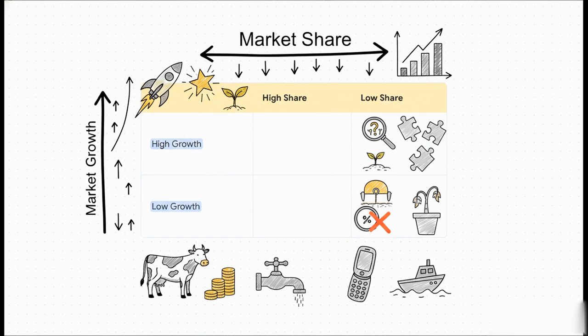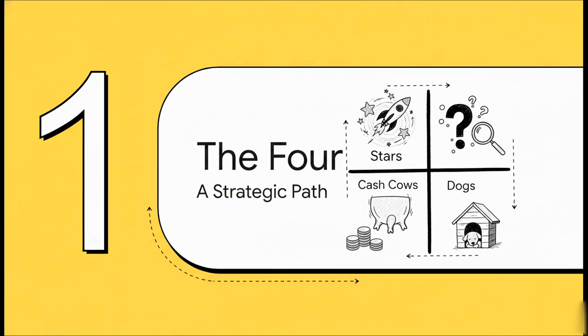The vertical line, the y-axis, represents market growth, going from low to high. And the horizontal line, the x-axis, shows market share, from high on the left to low on the right. Every single product a company sells can be placed somewhere inside this grid. All right, these two axes create four distinct sections, or quadrants, and each one has its own unique name and tells you a clear strategy to follow.